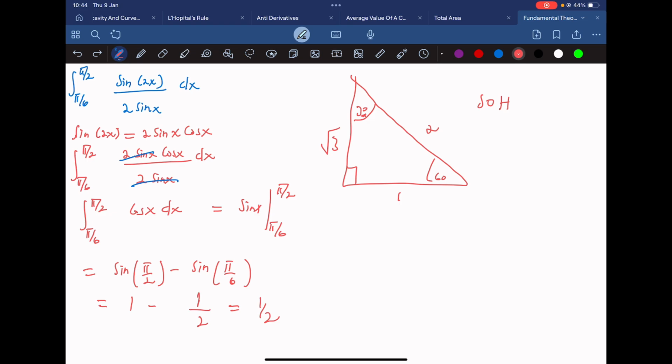I hope this is clear. So that is the fundamental theorem of calculus part 1 and 2. I hope you now have a deeper understanding of how differentiation and integration are connected.